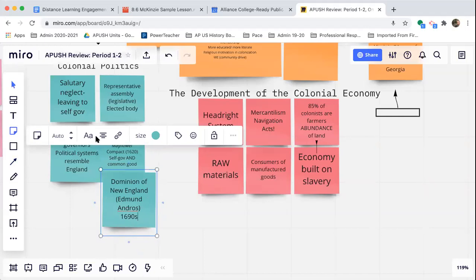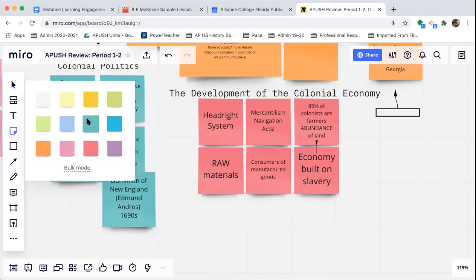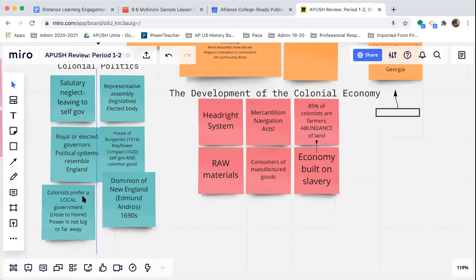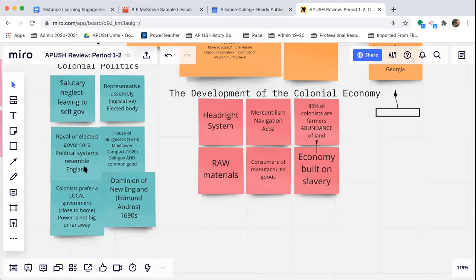I'm going to add one more post-it for you guys, since I think it's good ideologically to understand, because it's going to help us a lot with period 3, is that colonists prefer a local government, which is close to home, right? I do mean geographically, but I mean of people that they know they can interact with, that they know they can speak to. They like power to reside close to home. The power is not big or far away. They don't like big, strong governments far away telling them what to do, which is going to play a big role in the way things develop into the American Revolution and after the American Revolution.